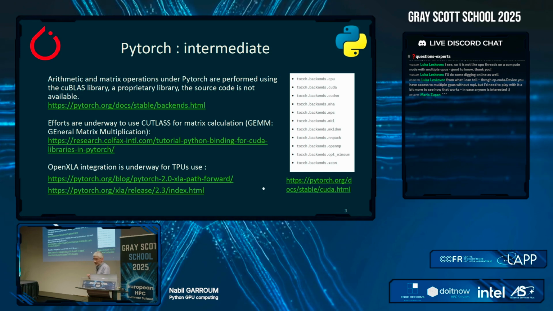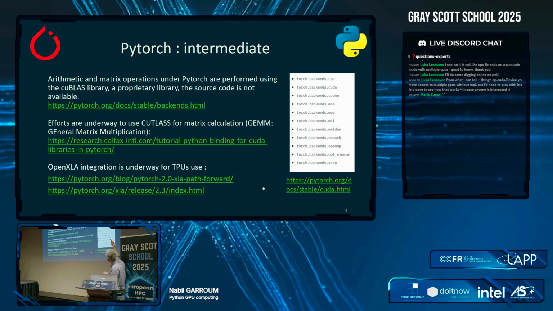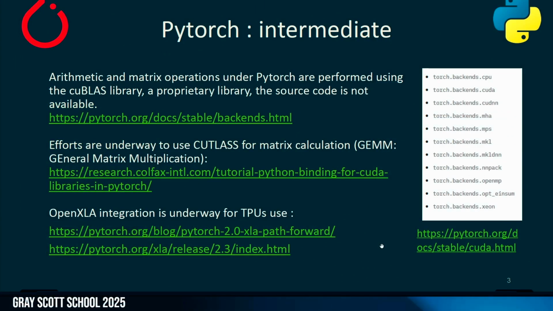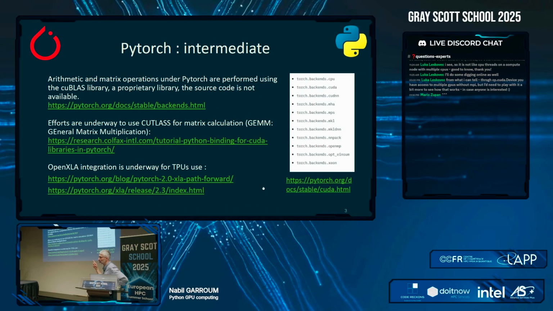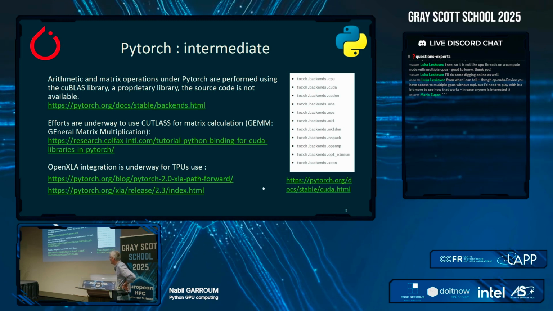So what is the backend of PyTorch? There are many backends: CPU, CUDA, cuDNN, and a lot of others, even Xeon, which is not very useful, but it still supports a lot of backends. It's based on the cuBLAS library. The integration of CUTLASS is underway, but it's not finished yet. It's ongoing work, with the general matrix multiplication library integration. This work has been going on for 2 years now, but it's still on its way.